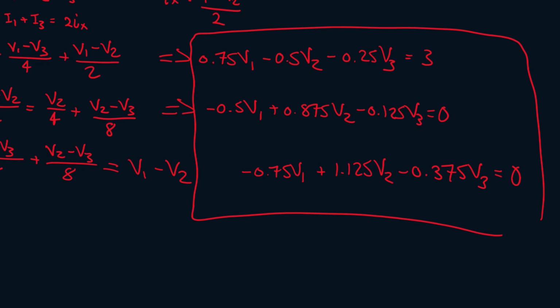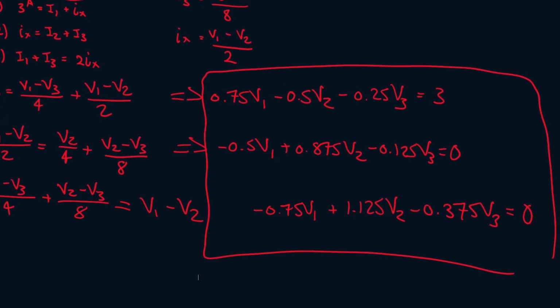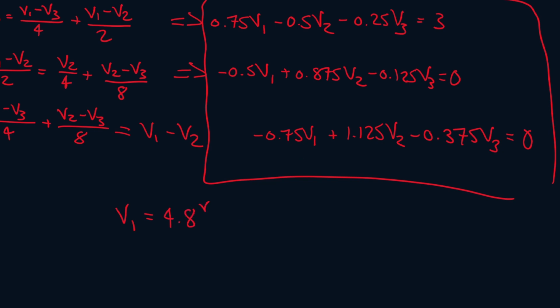Okay, so we can do one of 2 things. Or one of 3 things. We can isolate for all of them and substitute them all in, like we did in some previous times. Or if our calculator has an option, it can solve it for us, like solve V1, V2, V3 for us. Or if you have MATLAB, then you can plug in these numbers and you would get the following numbers. V1 is 4.8, V2 is 2.4, and V3 is minus 2.4.